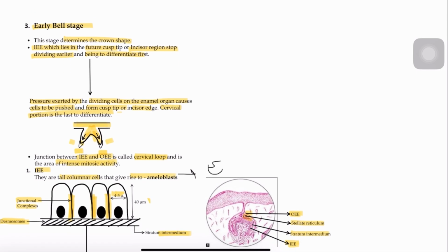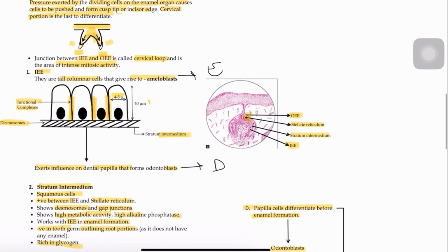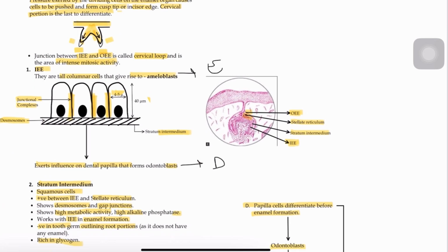Then we have early bell stage, which will determine the shape of the crown. It will lie at the future cusp tip. So early bell stage will also have IEE, OEE, stellate reticulum, and stratum intermedium. One new layer is coming into picture. Your inner enamel epithelium cells are also again tall columnar cells, and they will give rise to ameloblast, and they will exert influence on the dental papilla cells that will form odontoblast. So वो जो odontoblast है, we will talk about this, cuboidal columnar, dentine form हो गया, और उसके साथ pulp भी form हो गया.